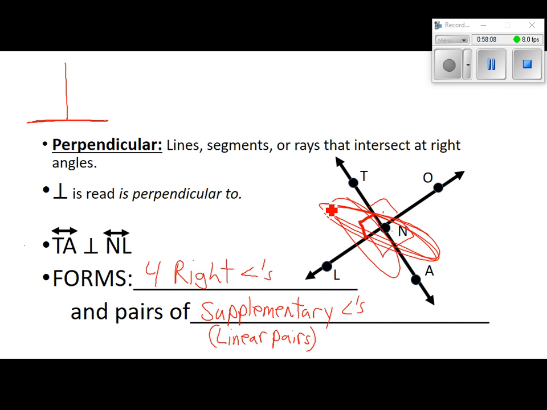Adjacent. That's true, they're adjacent. Perpendicular, or what? What do we know? If this one's 90 and this one's 90, then they're equal. What's that called in geometry? Congruent. So they're supplementary and congruent angles. And actually, there's a theorem that says when lines are perpendicular, pairs of congruent and supplementary angles are formed.